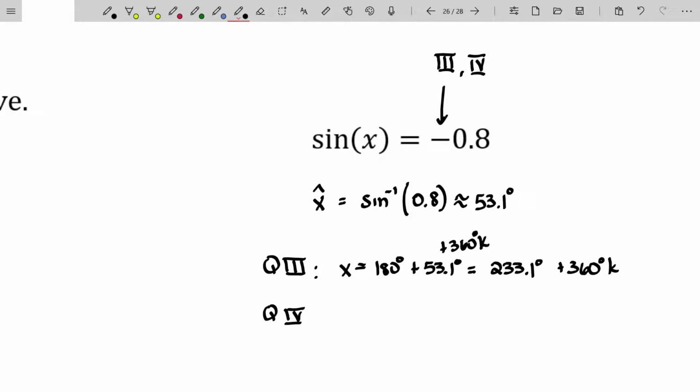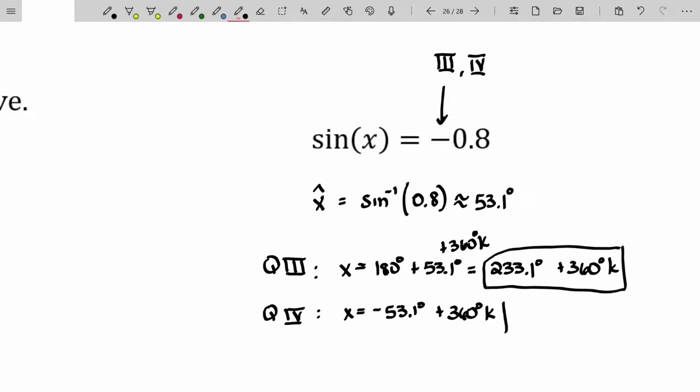Sorry about that. And then in quadrant 4, we'll have 360 minus. Now, in this case, I'm actually going to go ahead and just say it's a negative 53.1 degrees, because that's a quadrant 4 angle as well. And then I'm just going to add 360K to it so that I get all solutions. And there you go. Those are the solutions to this equation, the infinite number of solutions.